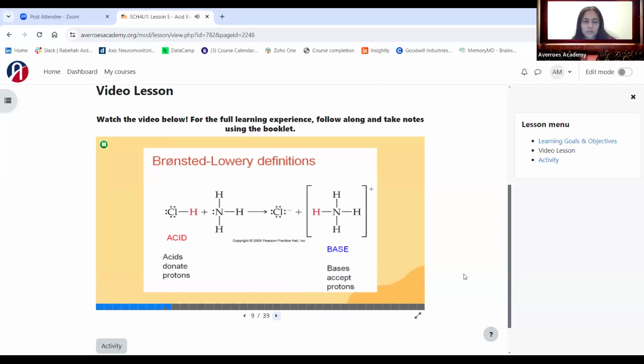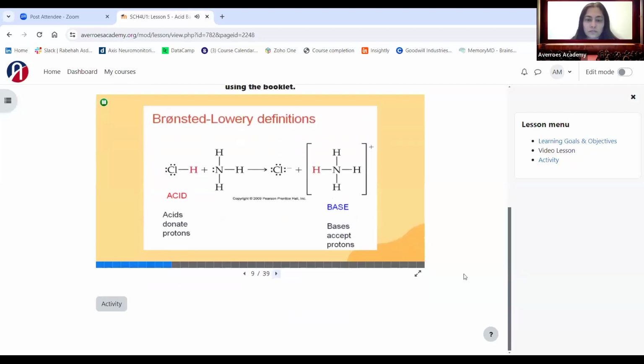So in our Bronsted-Lowry definition, here's our reaction. We have HCl plus NH3 yields Cl minus and NH4 plus. The acids donate protons. So we know the hydrogen from HCl is being donated to the ammonia. The base accepts the proton. So our HCl is the acid and our NH3 is the base.